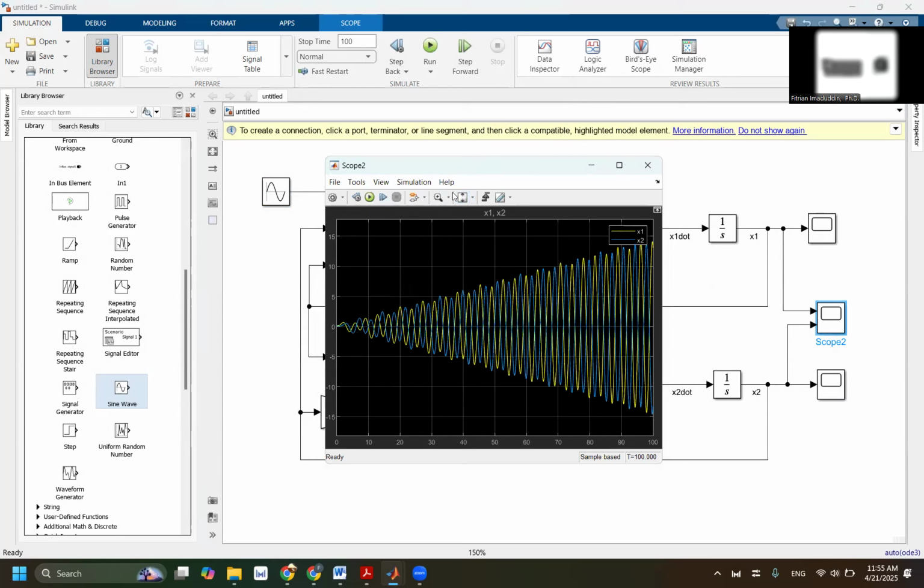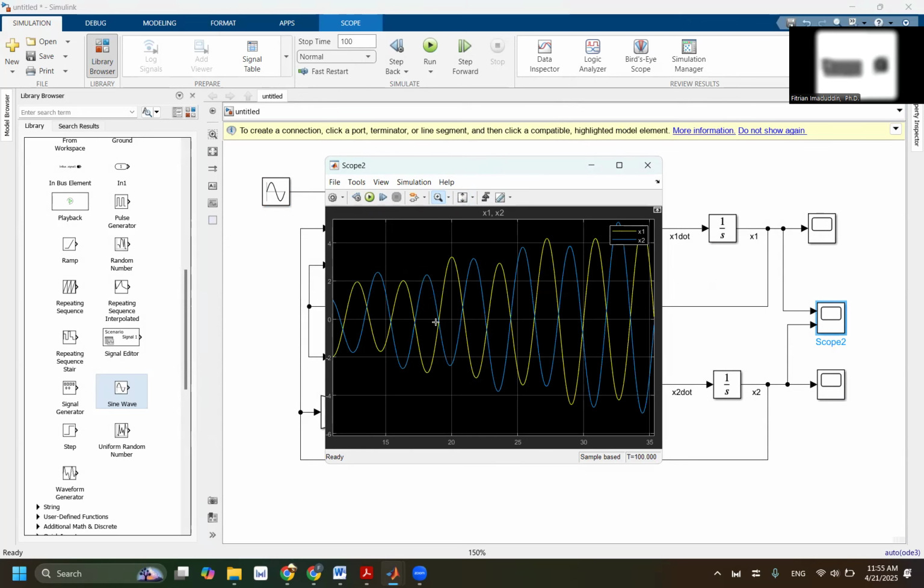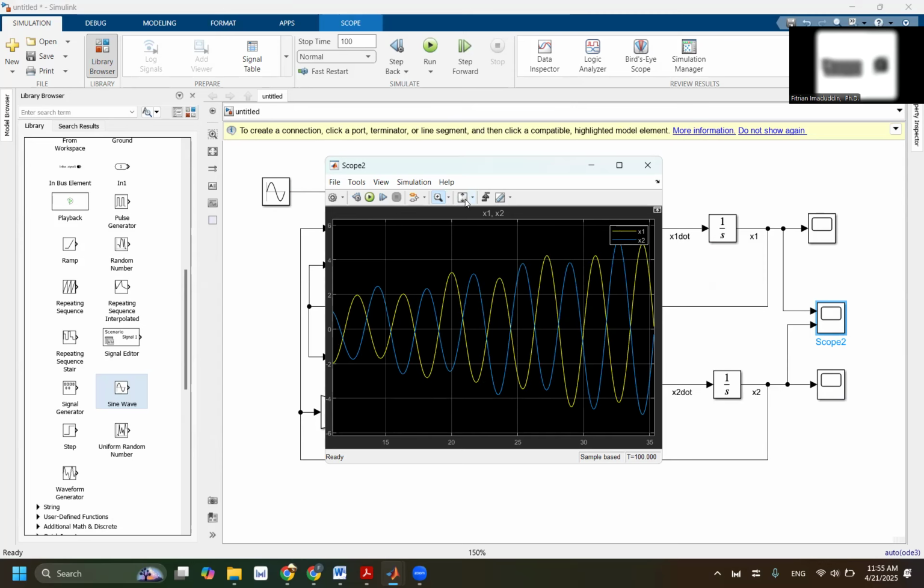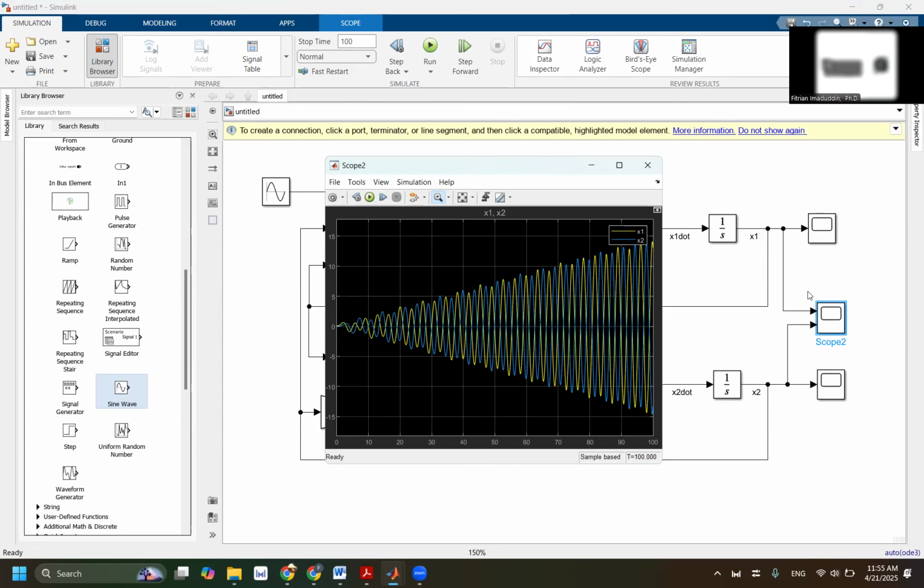Why? Because now the resonance in the second mode says that you have to get different phase. If the first one is moving to the left, the second one is moving to the right. So this is what happened. So this is resonance in the second mode.